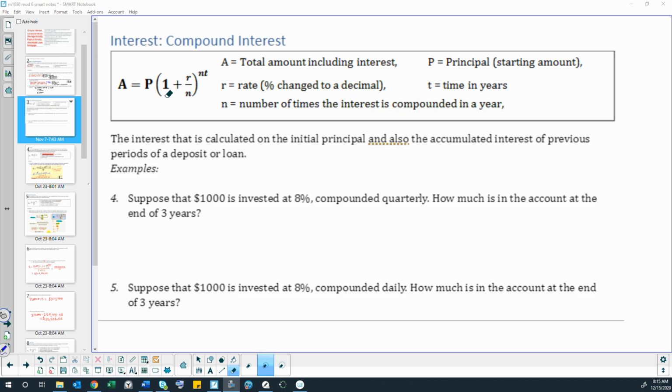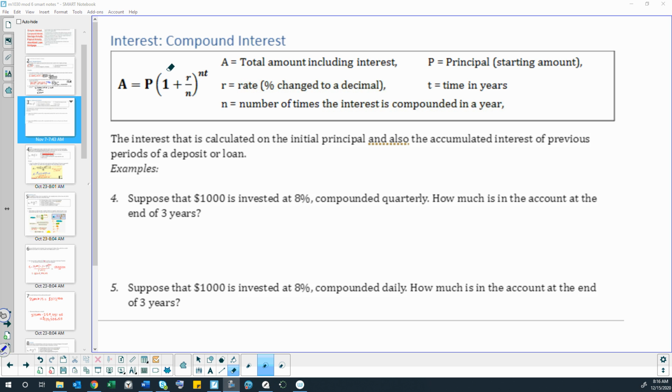Now someone was wondering, why does this formula have a random 1 in it? Well, that 1 represents 100%. Since the formula is giving us the total amount, the 1 is the total amount of the principal, right? 1 times the principal gives us the starting amount. And then we add the interest to it. And the plus R over N to the NT power is what generates that interest amount.